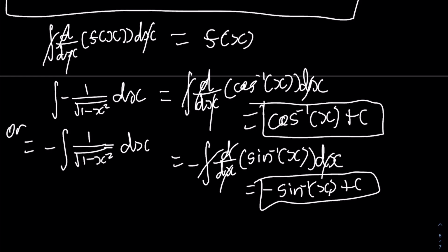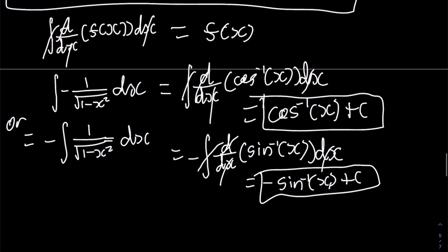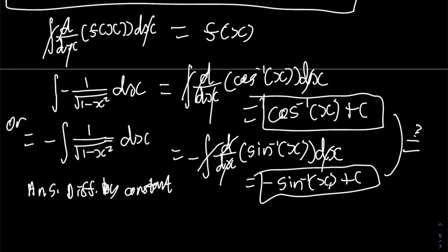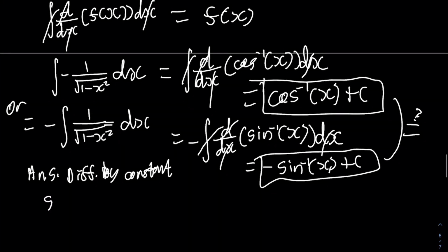So what is going on here? By definition, we're taking the integral of one function, and as a result, we're getting two different functions. Does that mean that those two different functions are equal? Well, that is actually the case. However, this is a specific case where they differ by a constant. That is a key thing: the answers differ by a constant. And that is, of course, because of the very famous identity that the inverse sine of x plus the inverse cosine of x is equal to pi over 2.